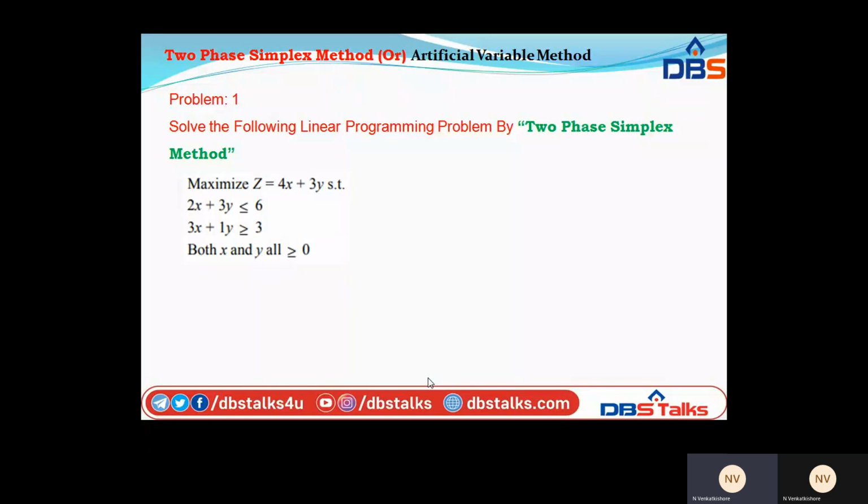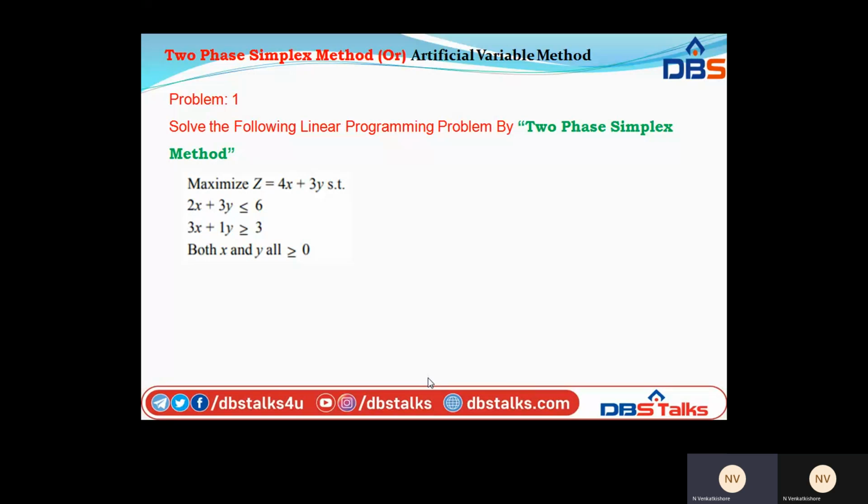Now coming to a simple problem for the explanation of the two-phase simplex method. Try to note down the problem. Solve the following LPP by the two-phase simplex method: maximize z equals 4x plus 3y, subject to 2x plus 3y less than or equal to 6 and 3x plus y greater than or equal to 3, and both x and y are greater than or equal to 0.